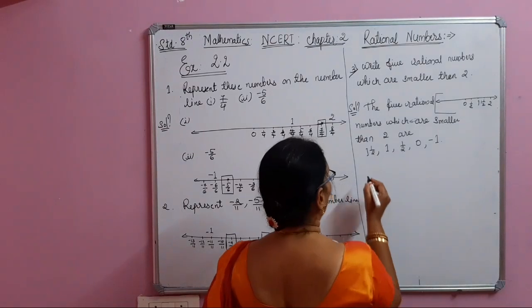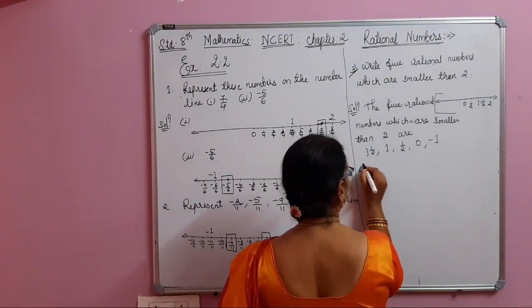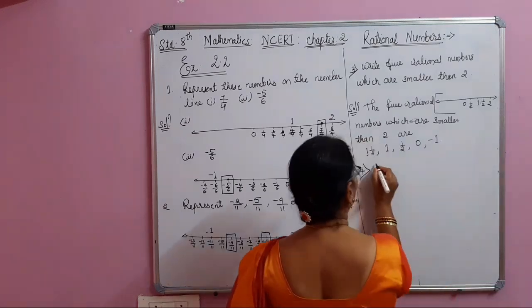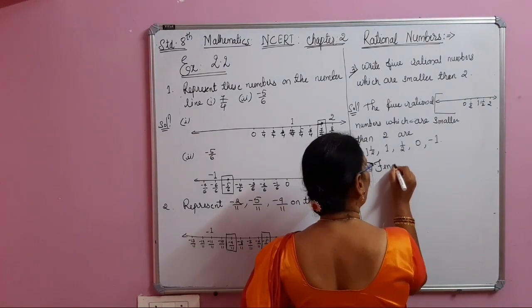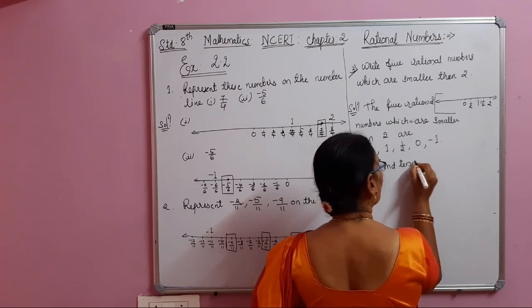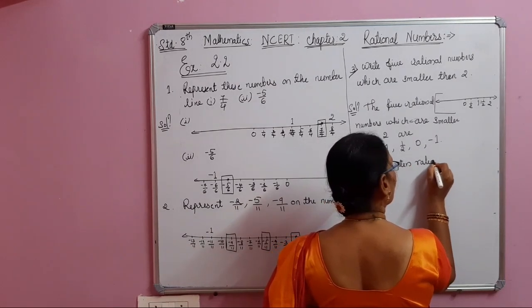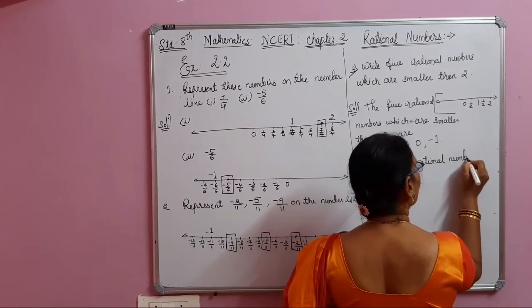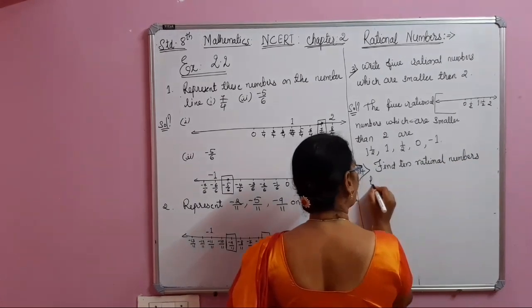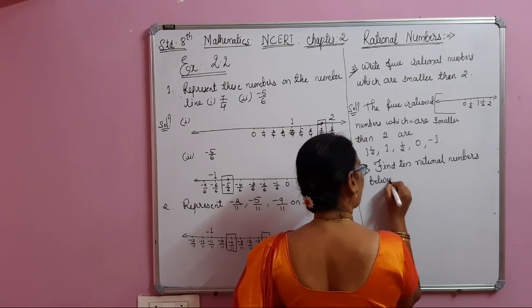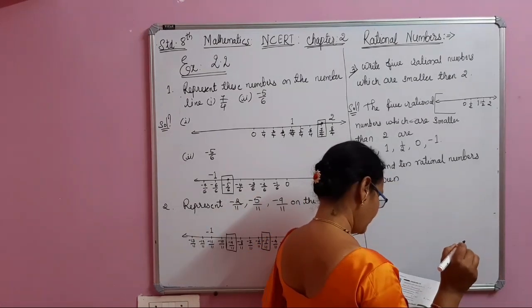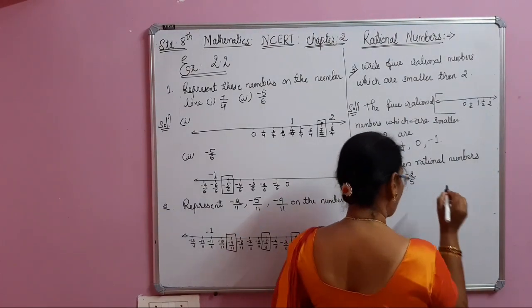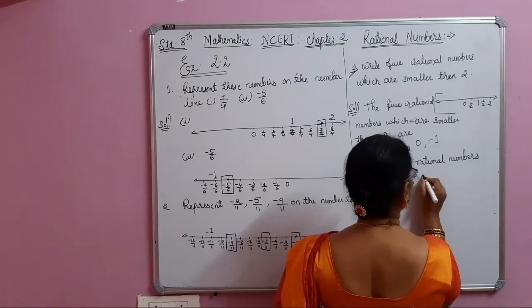Next, fourth one. Find 10 rational numbers between minus 2 by 5 and 1 by 2.